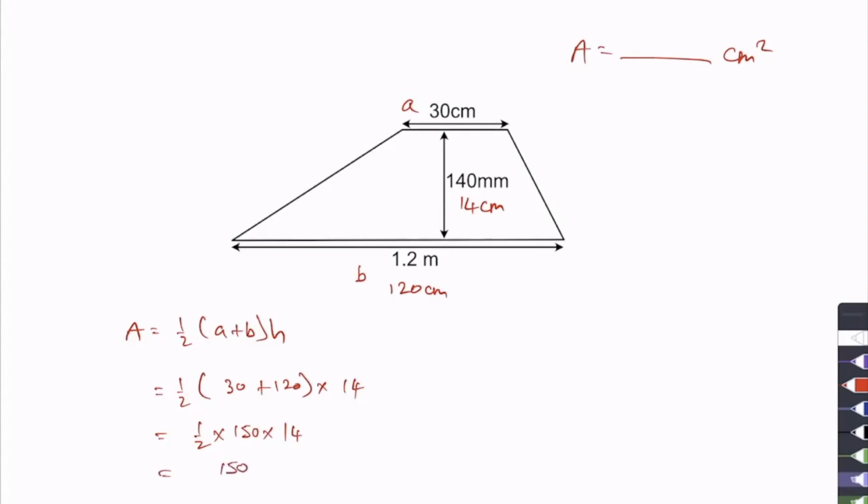So 150 times 7, and 150 times 7 is 1050 centimeters squared. And that is the area for this particular trapezium.